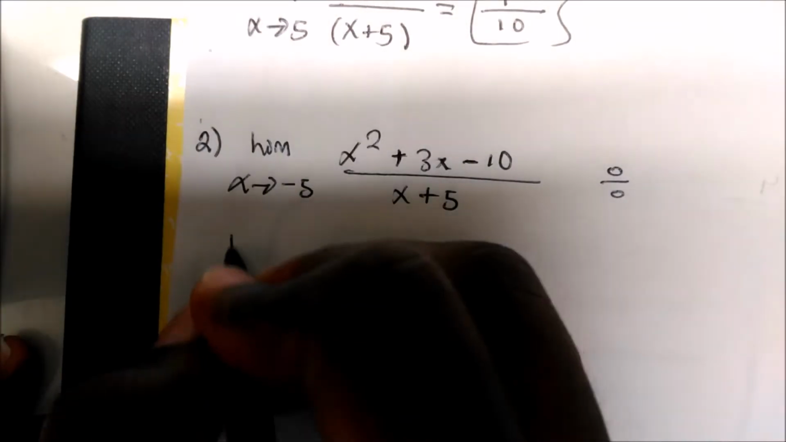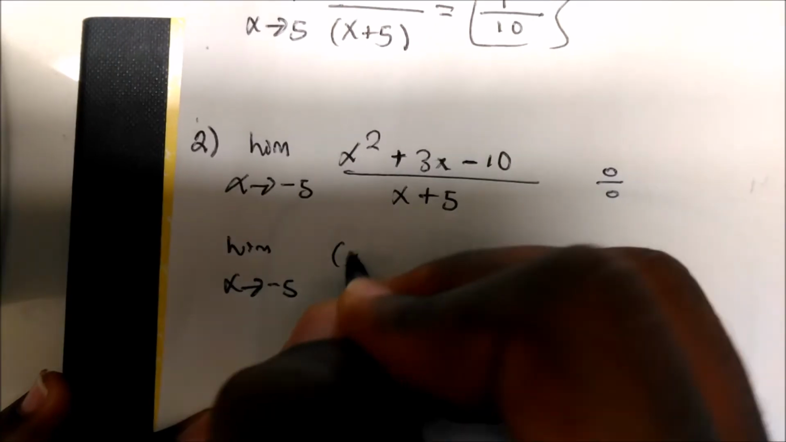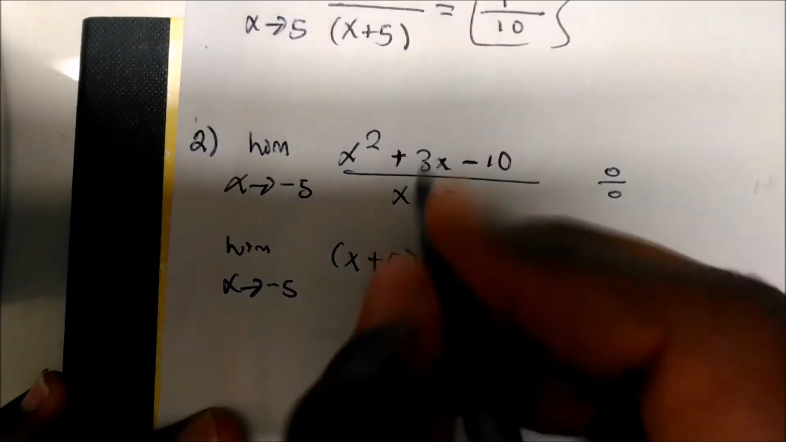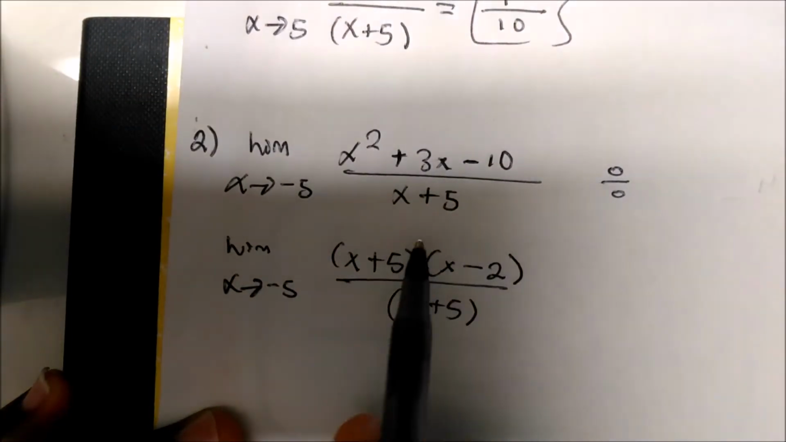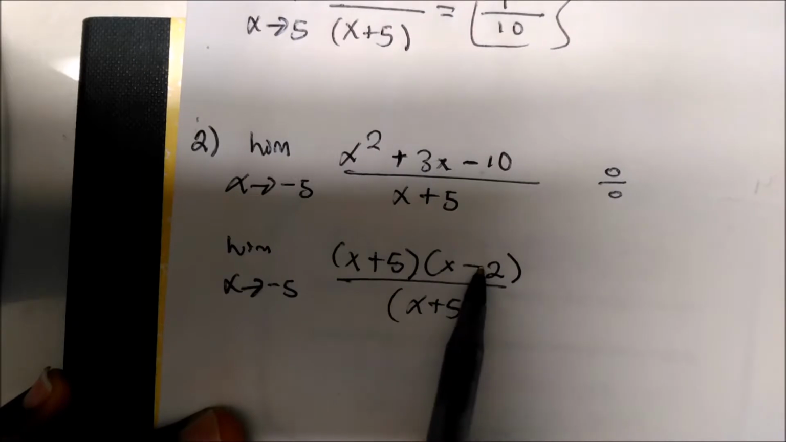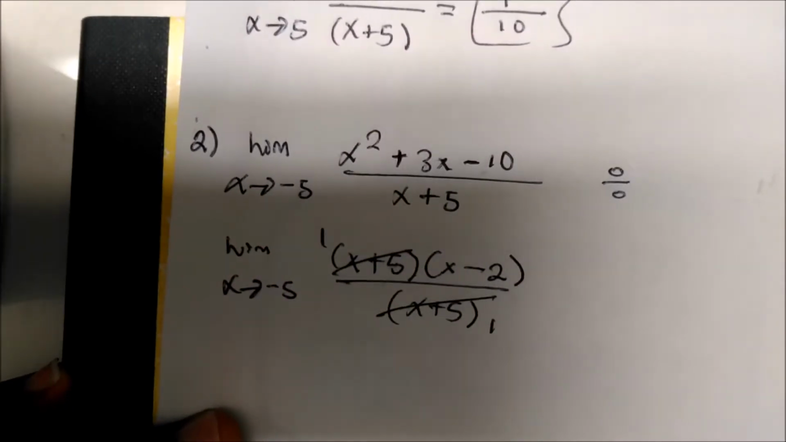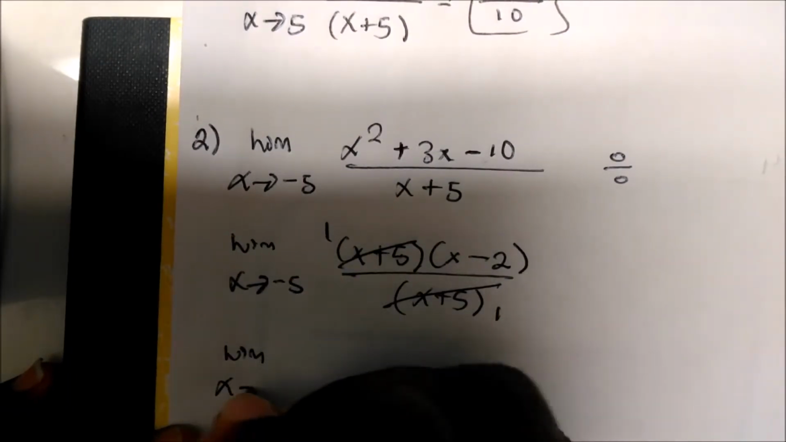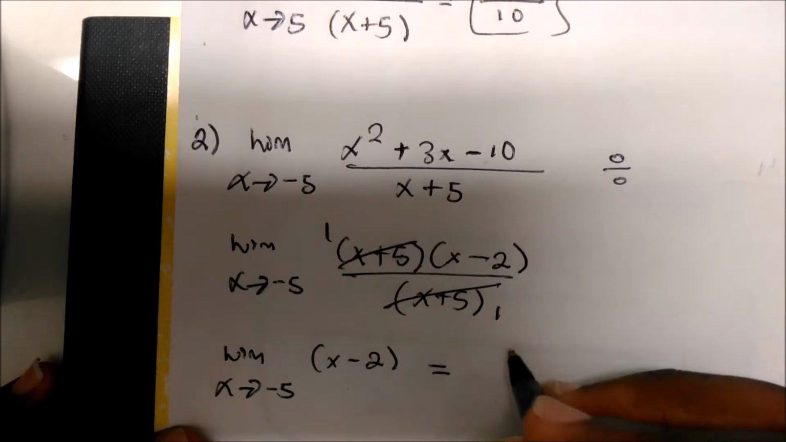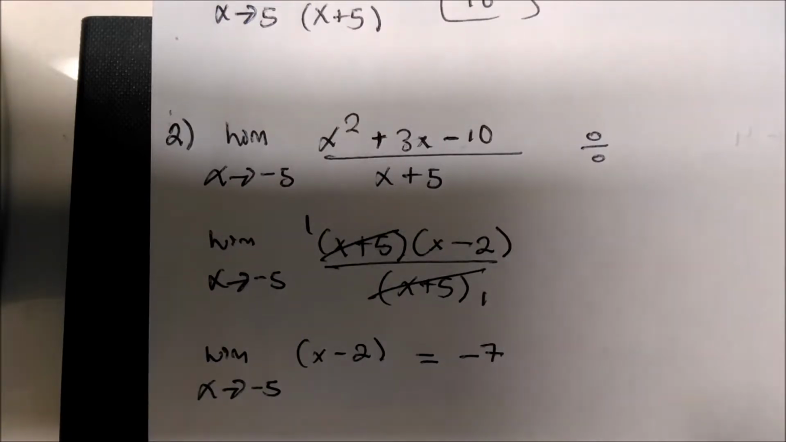Right? So I'm going to keep my notation and say the limit as x approaches negative 5. I'm going to factor this top right here. So this will factor into x plus 5 times x minus 2, over x plus 5. Because 5 times negative 2 is negative 10, and adding plus 5 and minus 2 will give us a positive 3. We could immediately see that this is what's causing our function to be 0 over 0. So the limit as x approaches negative 5 of x minus 2 is negative 7. Negative 5 minus 2 is negative 7.